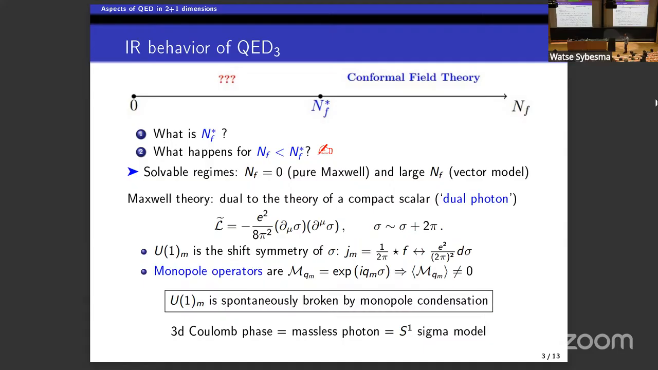Before answering this question and telling you our proposal, I just want to focus on the 2 solvable corners of this diagram, which are N_F equal to 0, which is just Maxwell theory, and large N_F, which is solvable because it's a vector model.